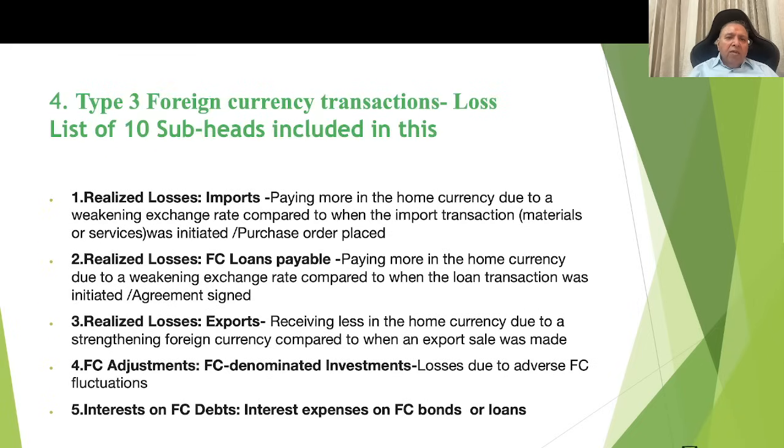Type 3 major head is foreign currency transactions loss. There are 10 subheads in that. One is the realized losses, say on the imports, wherein you are paying more in the home currency due to a weakening exchange rate compared to when the import transaction was initiated. So this needs to be captured as part of the foreign currency transaction loss.